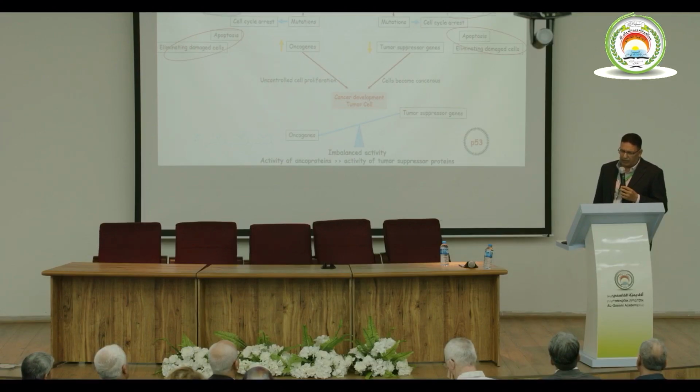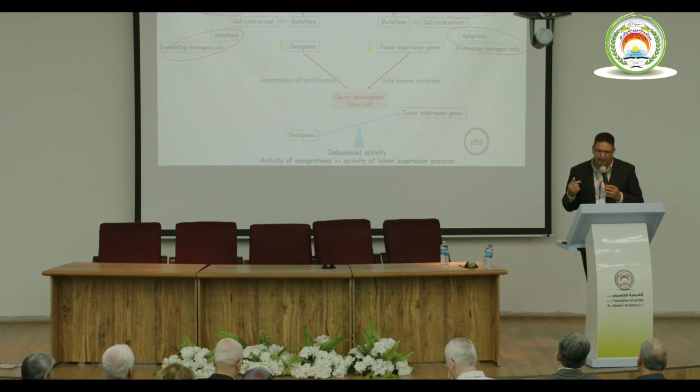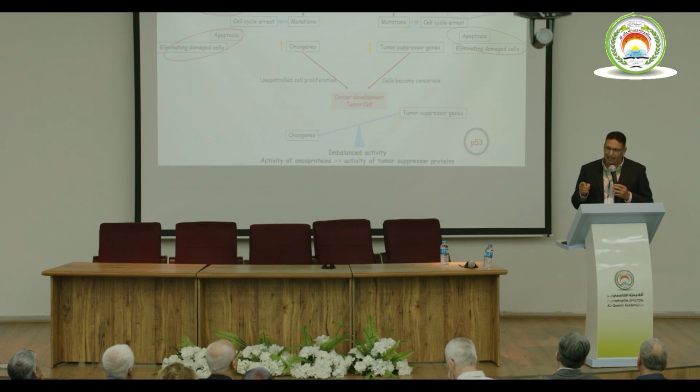And cancer is developed, and there's lots of cancer cells, and the balance is tilted because the activity of oncoproteins is much more than the activity of tumor suppressor genes. So how do we do? We target the p53 by exosomes. Exosomes from the retina, as I said, have lots of p53, and they are indeed anti-cancer.